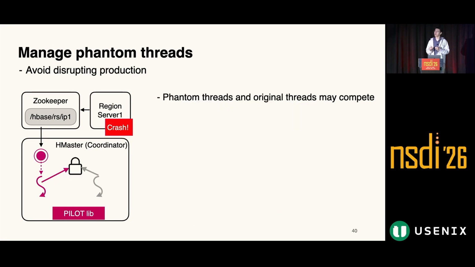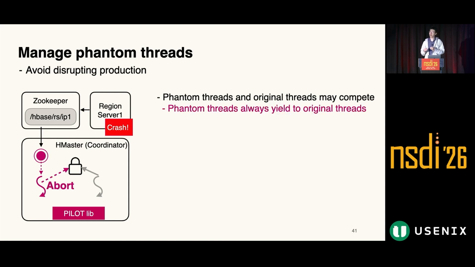Phantom threads may compete with original threads for shared resources. To avoid disturbing production, we use a speculative log to let phantom threads always yield to original threads when such contention happens.